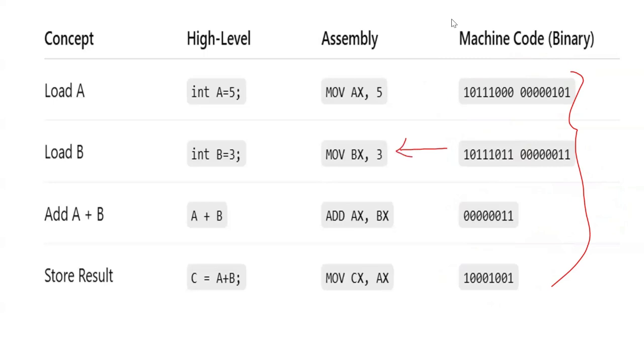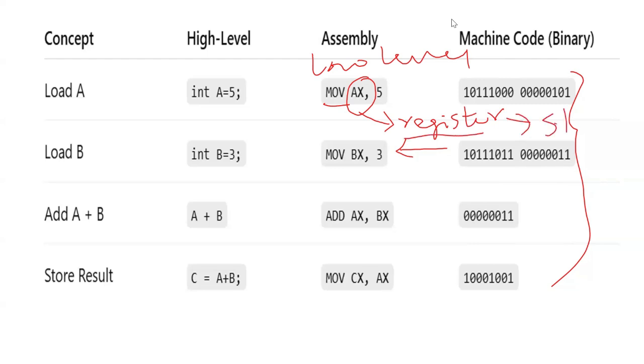So then came the assembly language. If we look at the assembly language, it is a little bit easier for humans to understand. That's why we call it a low level language, where I'm saying move is the mnemonic, and AX is the register. Inside your computer, there will be registers which are used for storing the data.